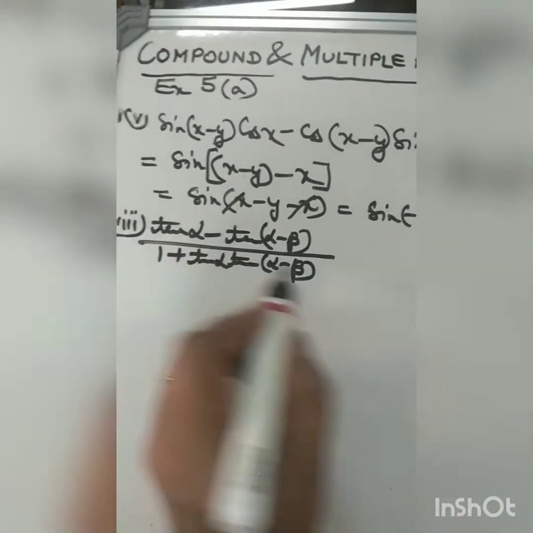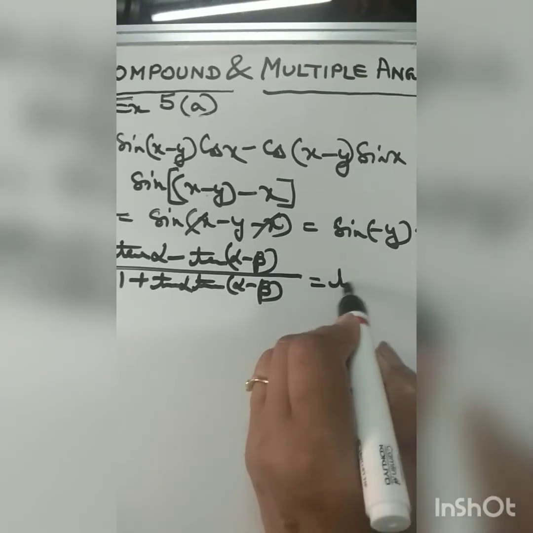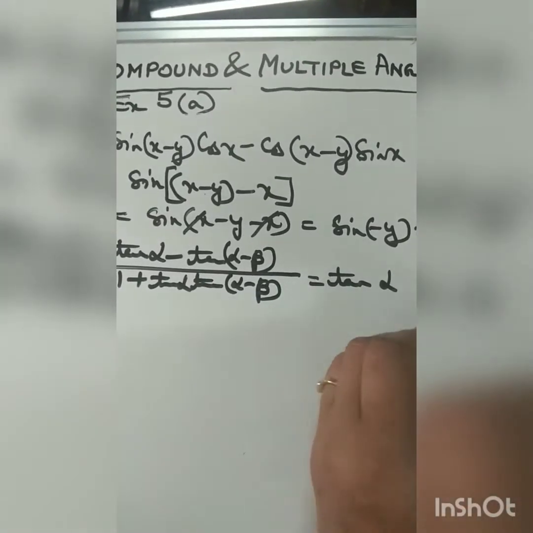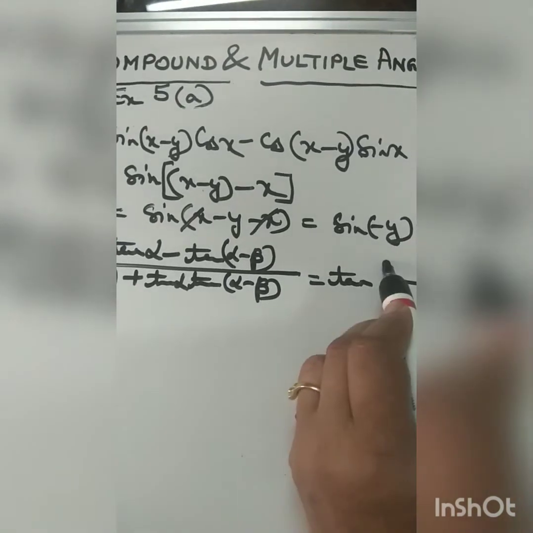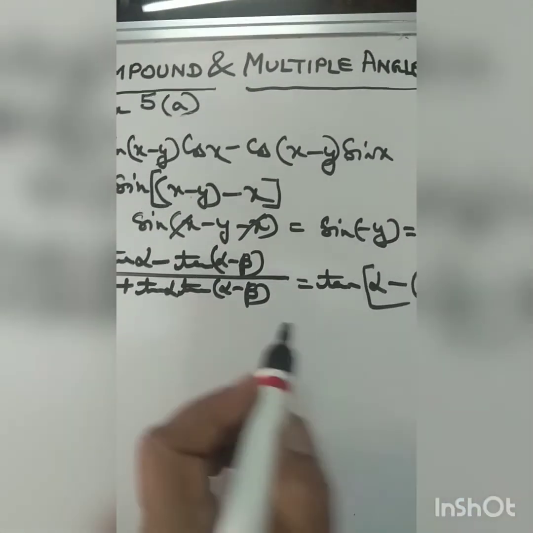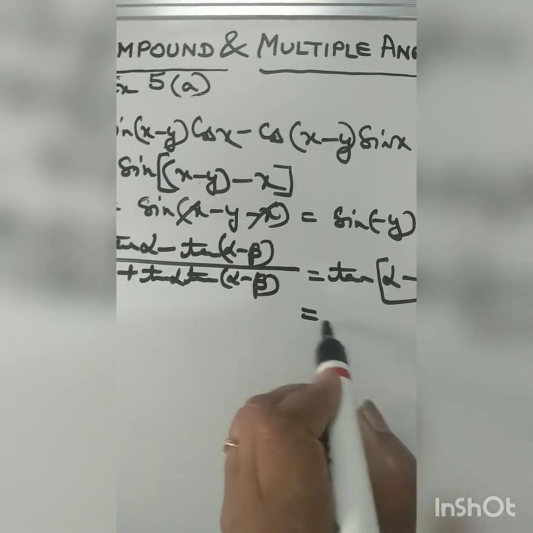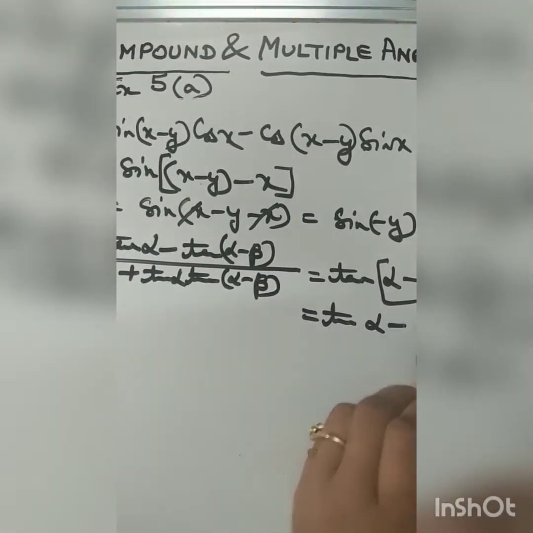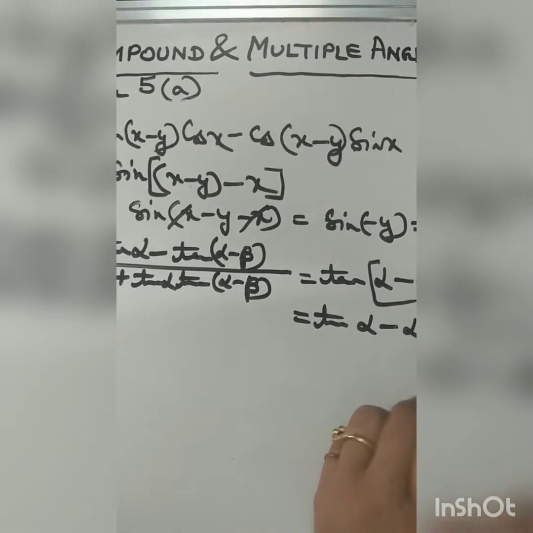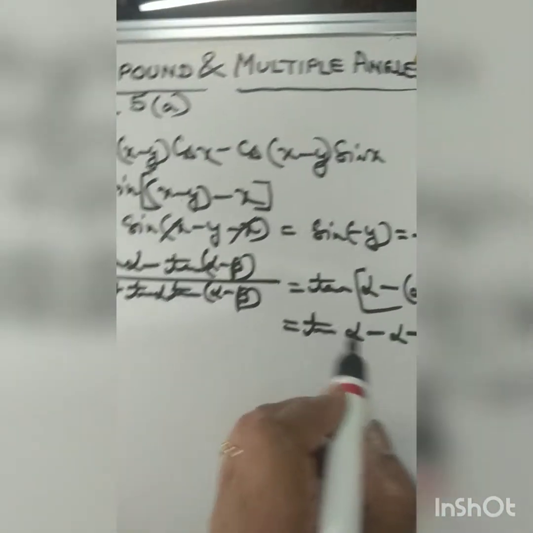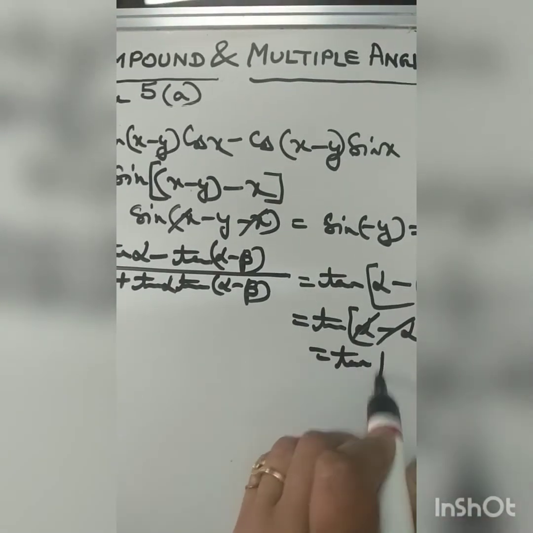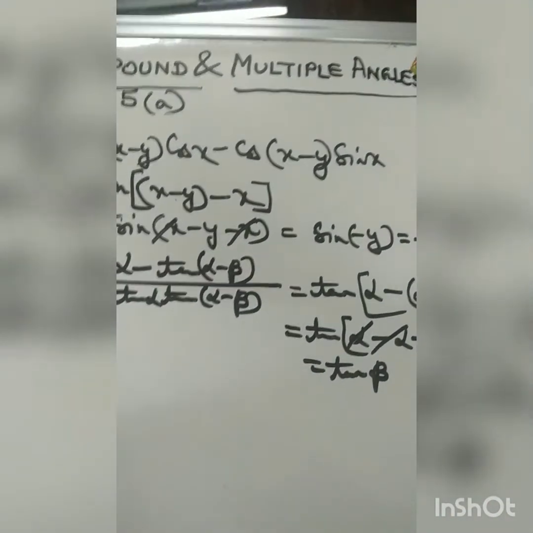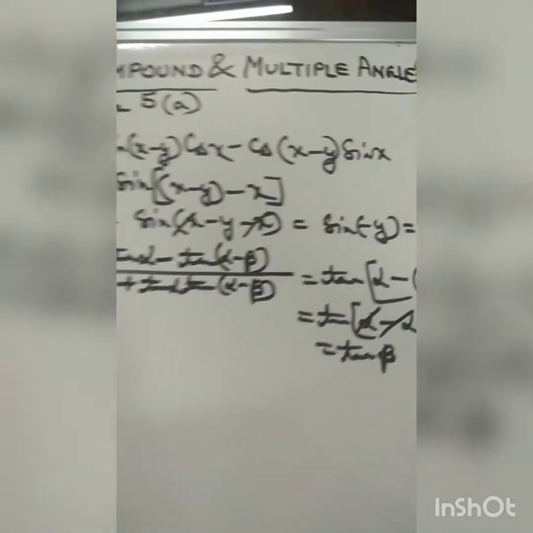Hence, if I express it in that form, tan of A is alpha, and B will be alpha minus beta. Directly I can use the formula, and hence what happens? Again tan of alpha minus alpha plus beta. So finally the answer will be tan of beta. I hope it is clear. You must have understood the application of the formula over here.